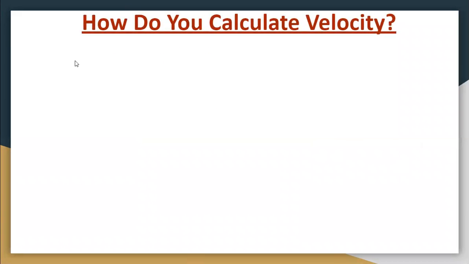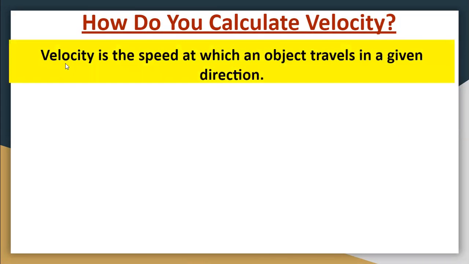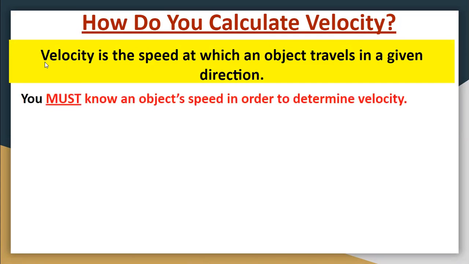How do you calculate velocity? Well, what is that? Velocity is the speed at which an object travels in a given direction. So velocity has everything to do with direction. You must know the object's speed in order to determine velocity.